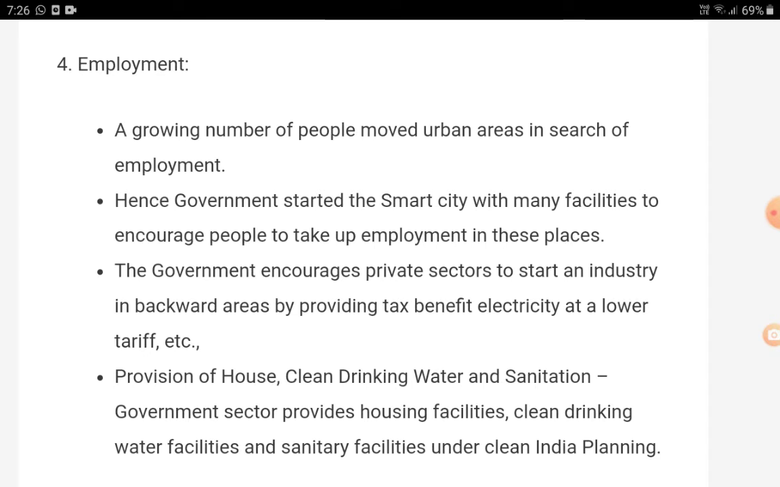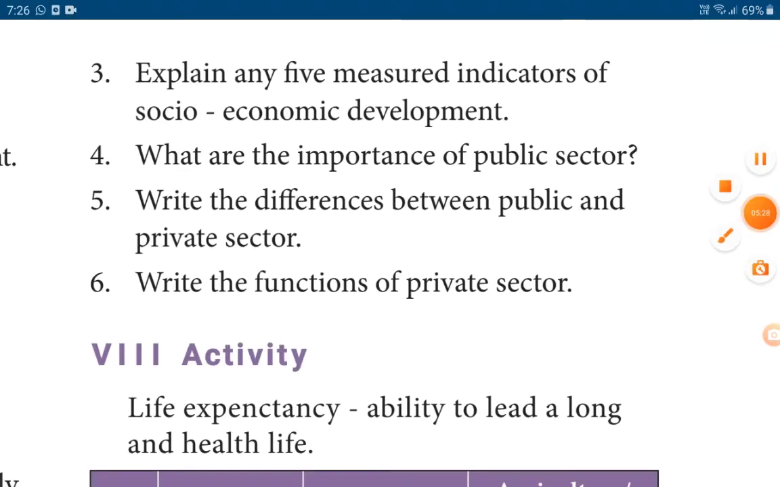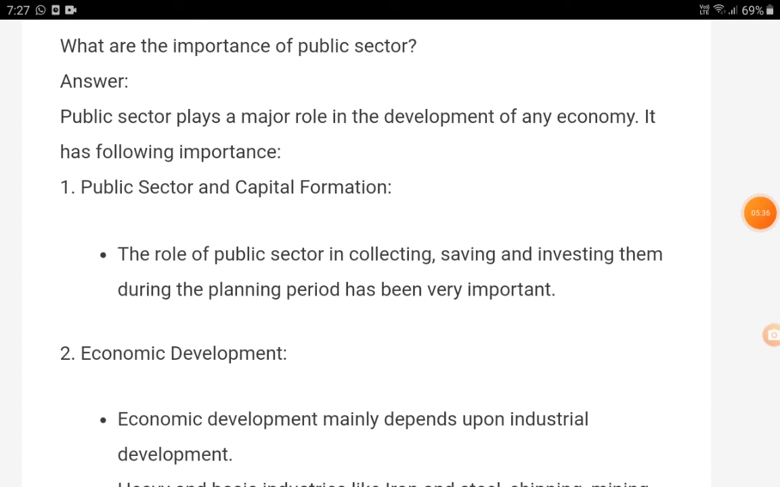Next question. Fourth question, what is the importance of public sector? Public sector plays a major role in the development of any economy. It has the following importance. First, public sector and capital formation. The role of public sector in collecting savings and investing them during the planning period has been very important.